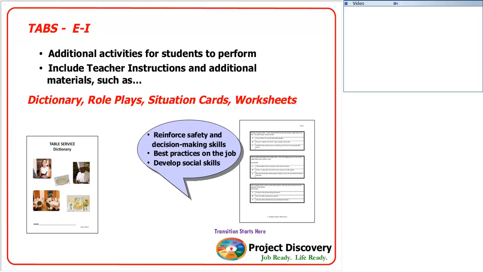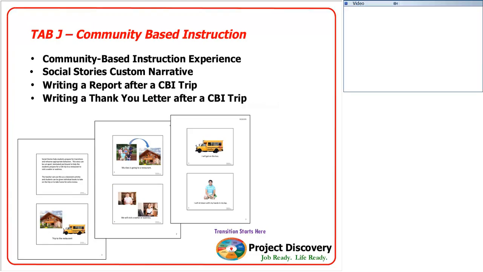And there's more worksheets and opportunities for role playing, give them little situational cards. So you can really take this further, it just expands their knowledge on this topic. Mm-hmm. And then tab J has a community-based instruction experience, so it gives you an idea of something you could do to actually take the skills they've learned and apply it or see it in action in the community. It comes with a social story.